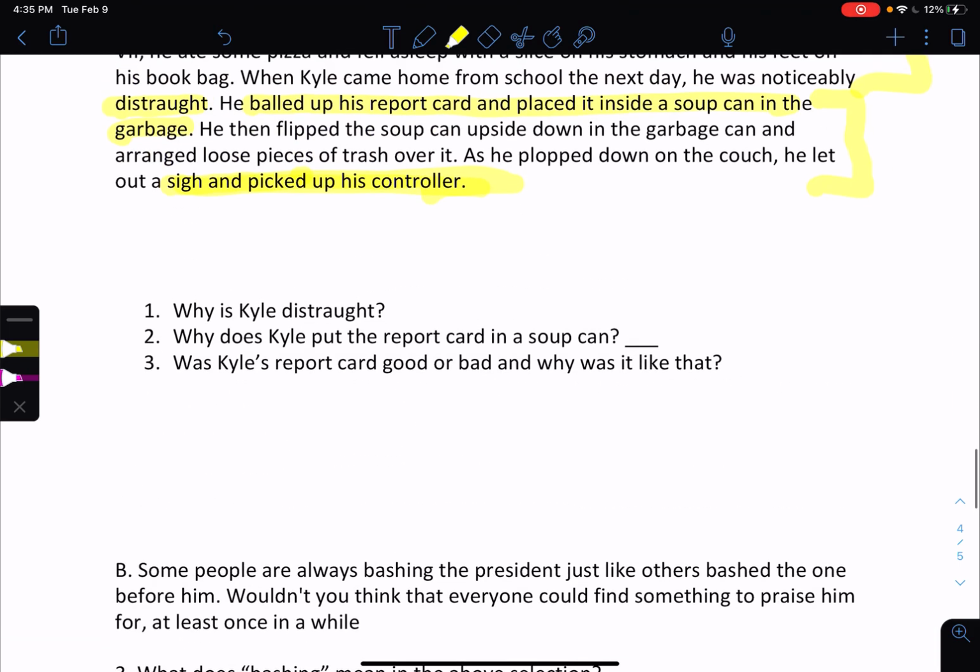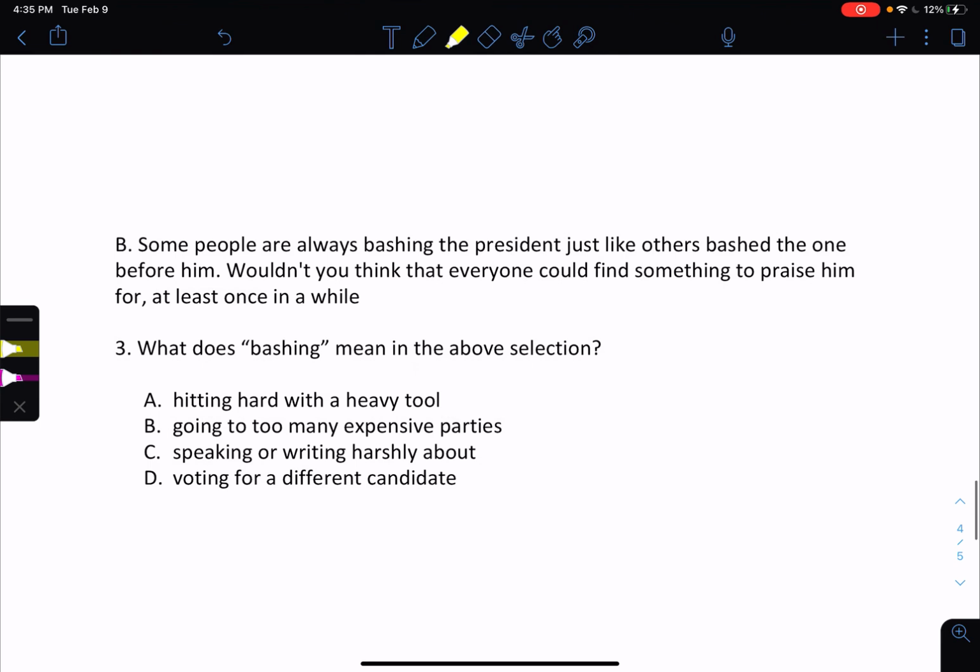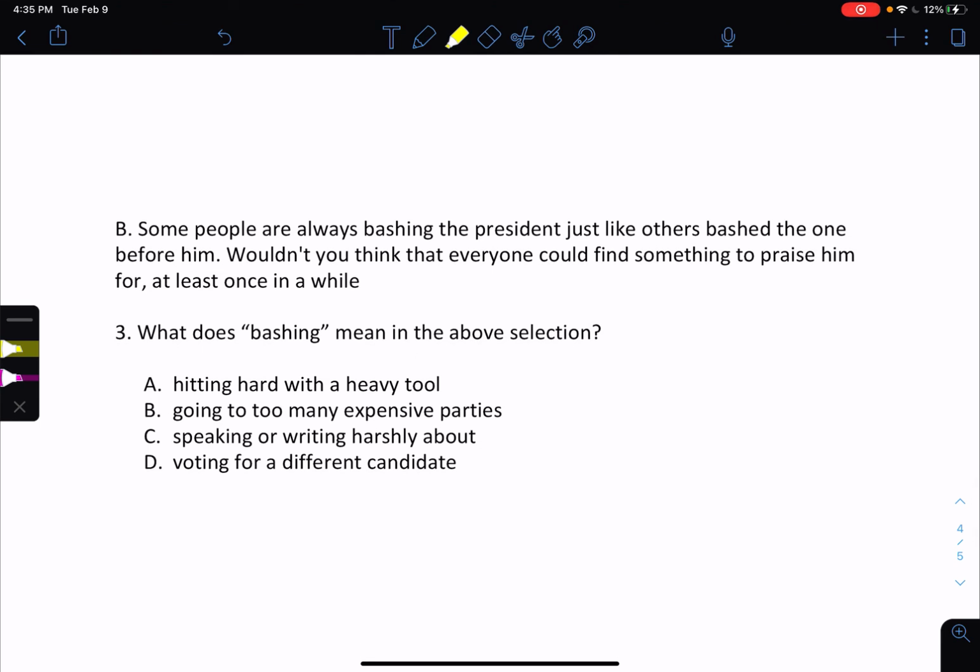Here's another one. Some people are always bashing the president, just like others bashed the one before him. The word bashing. Wouldn't you think that everyone will find something to praise at least once in a while? So this is the context clue, right? This is the word here. They're giving you the antonym. Why isn't anyone praising him? So they're giving you the antonym, the opposite, right?